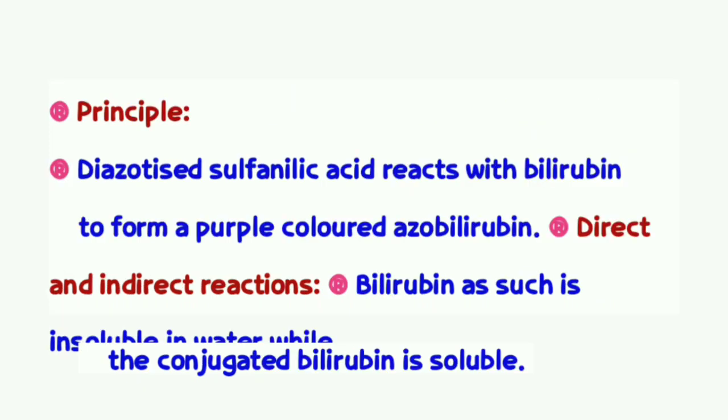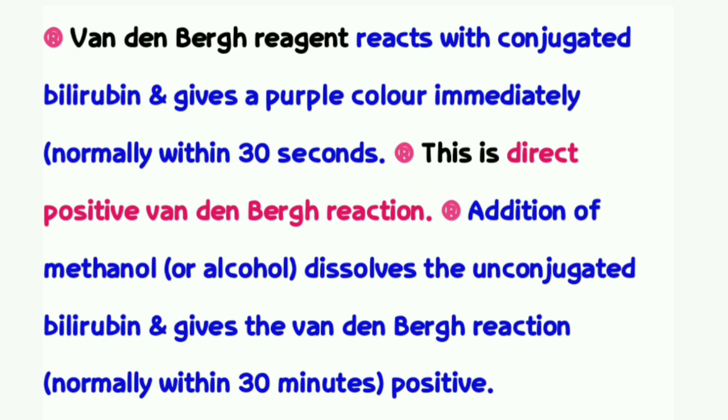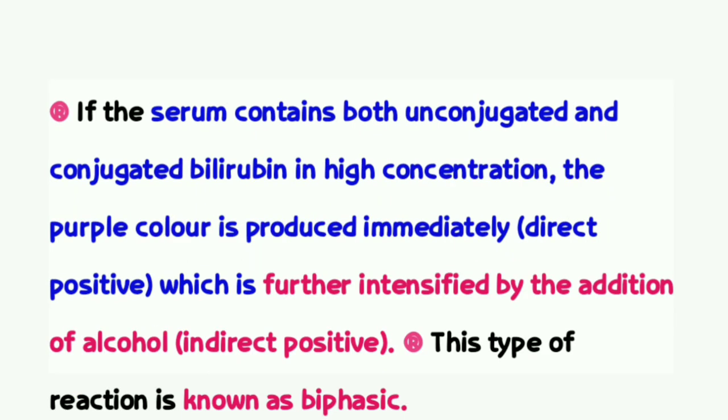Principle: diazotized sulfanilic acid reacts with bilirubin to form purple-colored azobilirubin. Direct and indirect reaction: unconjugated bilirubin is insoluble in water. The conjugated bilirubin is soluble. When the Van den Bergh reagent reacts with conjugated bilirubin, it gives a purple color immediately, within 30 seconds. This is direct positive. In the indirect reaction, the addition of methanol dissolves the unconjugated bilirubin.